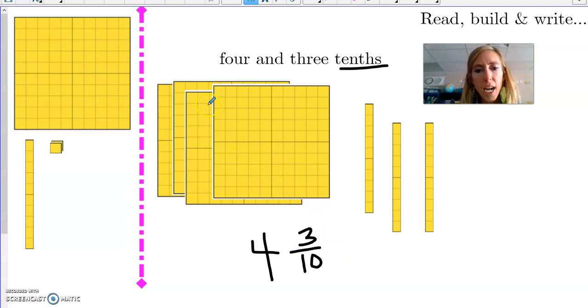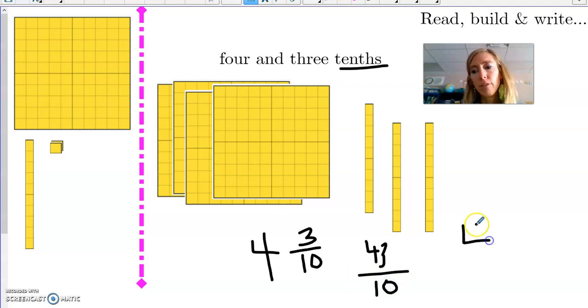Or, you know, I could count up all these tenths, and there'd be a lot of them, wouldn't there? There'd be like 10 here, 10 here, 10 here, 10 here, and 3 more. That's 10 times 4, 40, plus 3 more. That's 43 tenths sitting there.